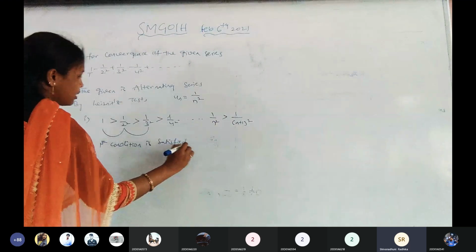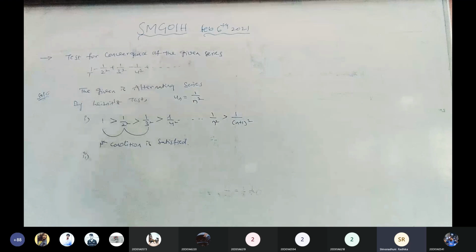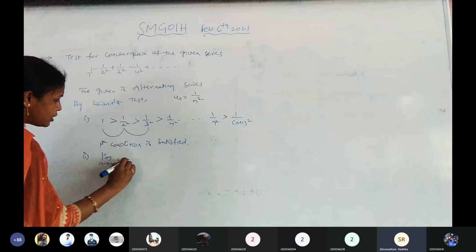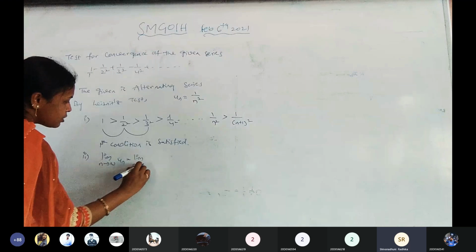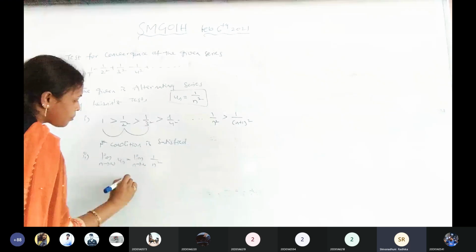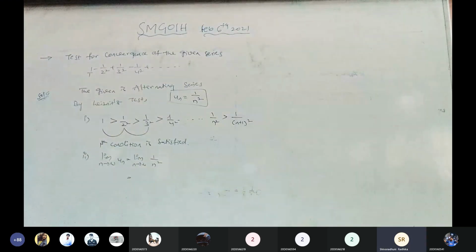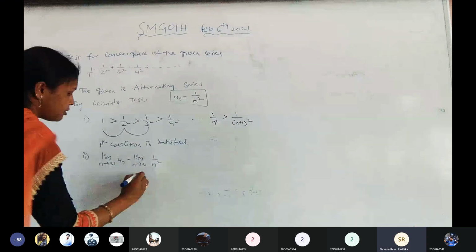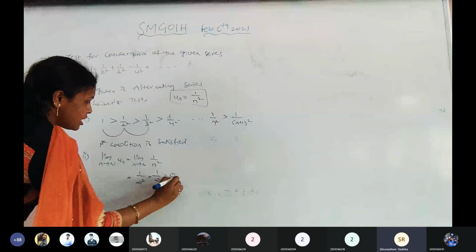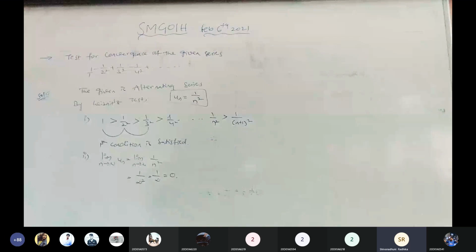Is it clear? Now we go for the second condition. What is the second condition here? I am going to apply the limit function. Limit n tends to infinity of un equals limit n tends to infinity of 1 by n square. Now we substitute n equals infinity: 1 by infinity square, so that is 1 by infinity, which equals 0. What is the second condition of the Leibniz test? Compulsorily we must get 0. Then only the given series is a convergent series.